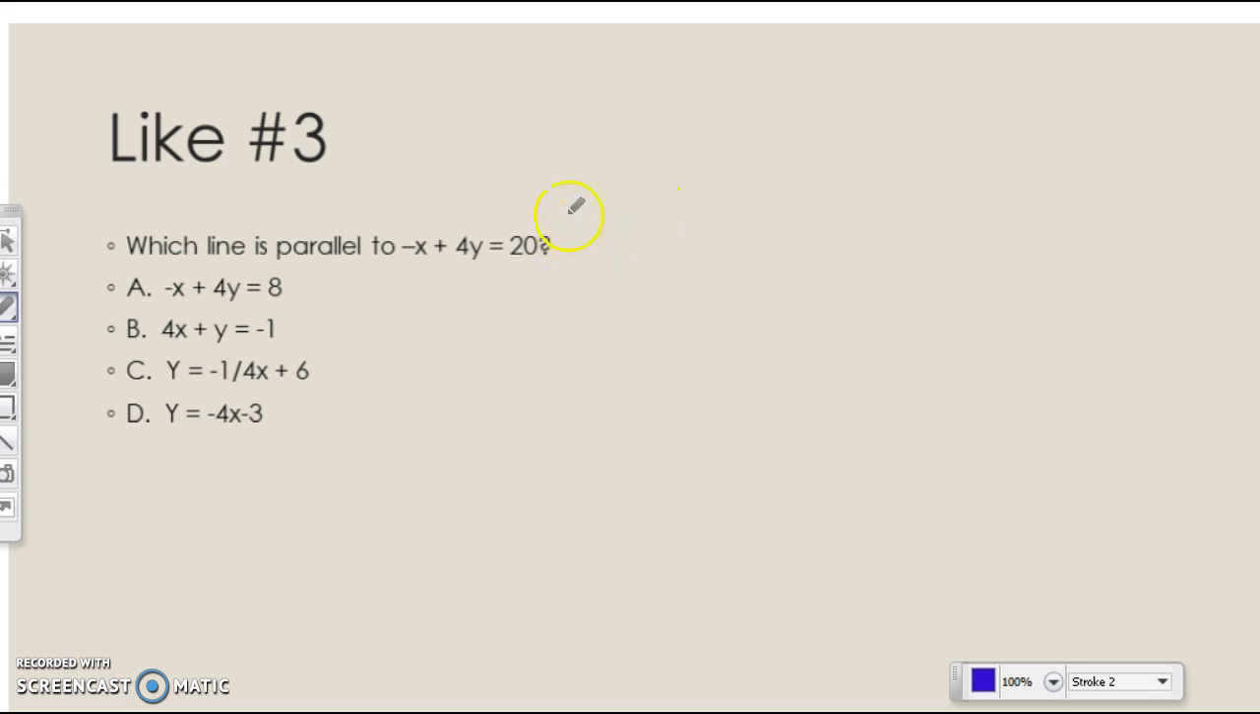And the way I do that is I want to put it in y equals mx plus b format. That's called slope-intercept format. And we know that m is our slope. So I want to take this one right here and get it into that format. And the way I do that is to solve for y. So I'm just going to copy the problem over.